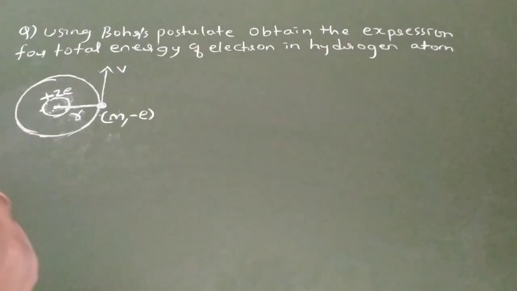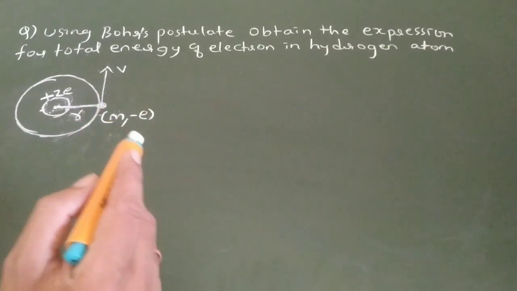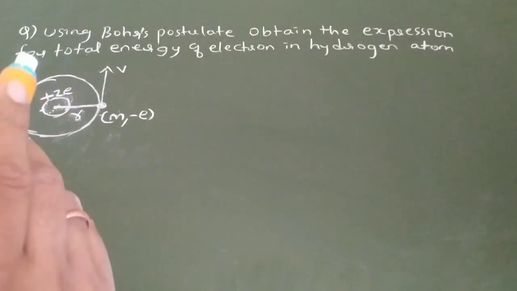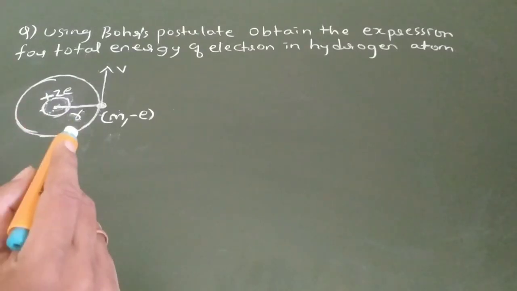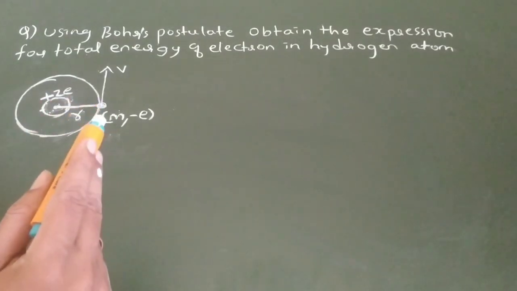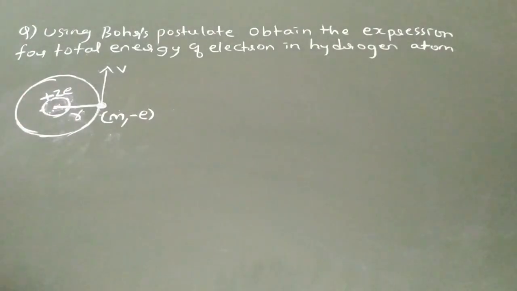The electron is moving in a circular path, so it must have certain kinetic energy, and since there is an attractive force between the nucleus and the electron, it has potential energy. So to find the total energy, I must find for the nth orbit the potential energy and the kinetic energy. If I sum them, that is the total energy of the electron. For that, I first need to find the expressions.